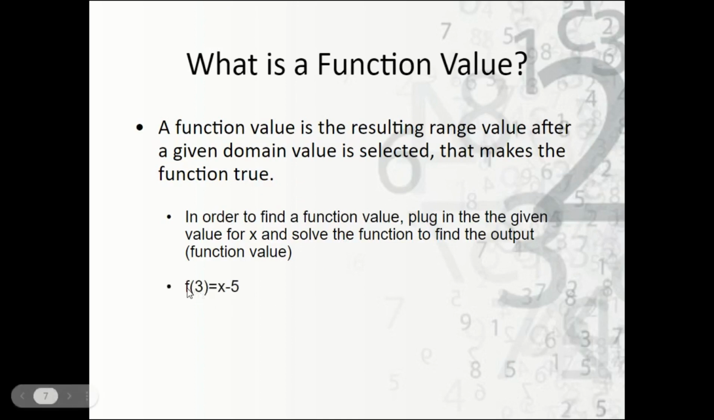So for instance, if I have f of 3 is equal to x minus 5, all that means is I'm going to take 3 and plug it in, and then the result is what we call the function value. So we plug 3 in for x, and we get 3 minus 5, which is negative 2. So negative 2 is my function value.